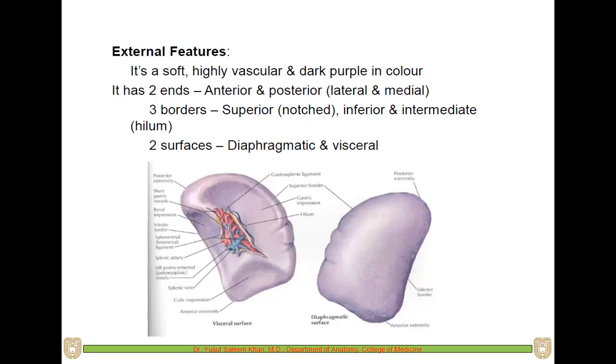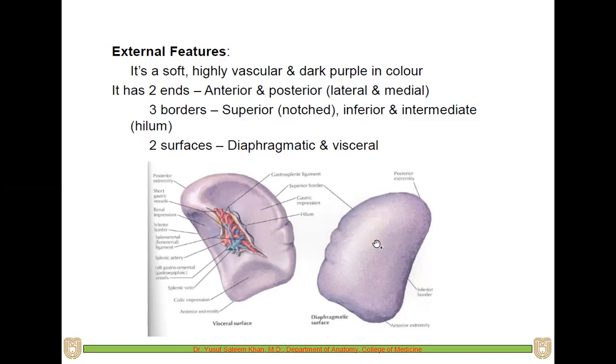It has two ends. Okay, one is called the anterior end. So if you see here, this is called the anterior. This is the normal actual position of this spleen, and here will be the stomach sitting here. So this will be called the anterior end. And this is the posterior end. So the anterior end is lateral and the posterior end is medial. So these are the two ends of the spleen, anterior and posterior.